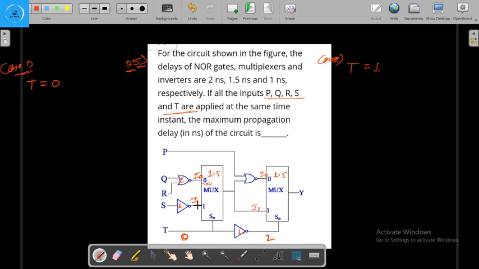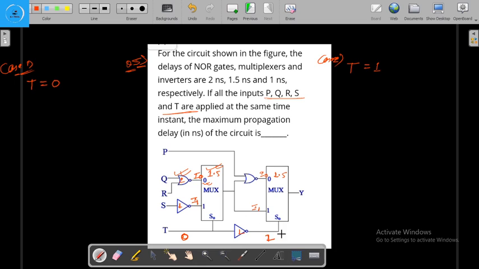So when T is equal to 0, for getting the I0, we have to wait for the 2 nanosecond here. So we are going to count this gate delay, and after getting the I0 we have to wait for 1.5 nanosecond, and when this is 0, this will be 1. It will be 1 after 1 nanosecond. That will not be counted because it has already been 3.5 nanosecond.